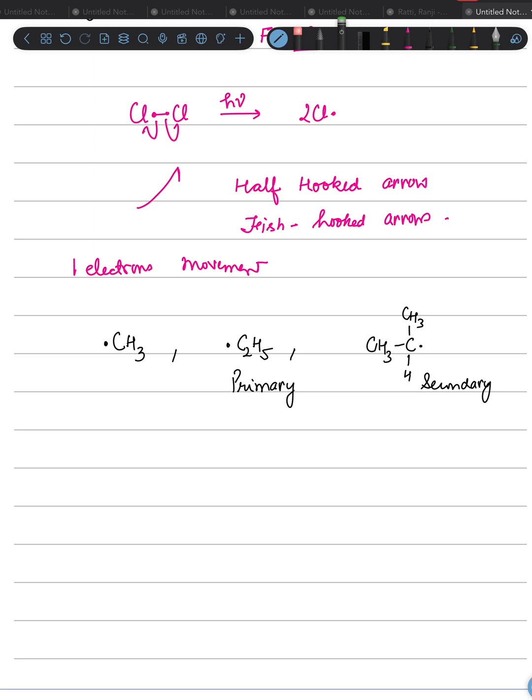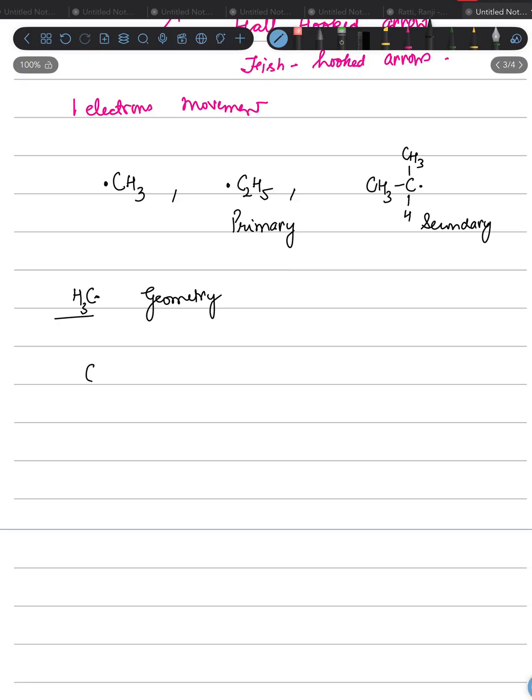Fine. Now, let's first understand the structure of an alkyl free radical. So let's take the simplest example, the methyl free radical. We are trying to understand its geometry or structure. The central atom is carbon and it is neutral. 1s2, 2s2, 2p4. That is the configuration. I'm sorry, it's 2p2 because we are talking about carbon, not oxygen. Fine.